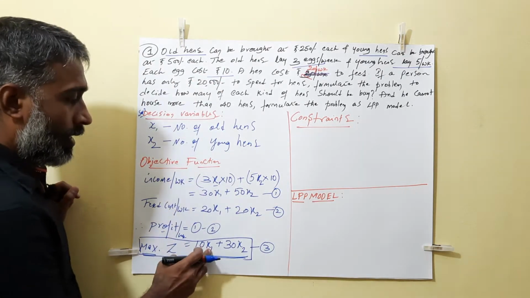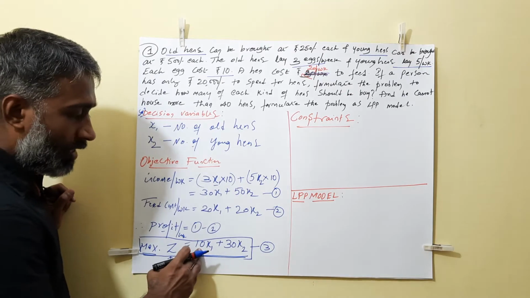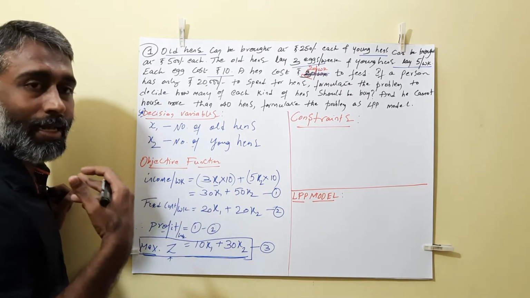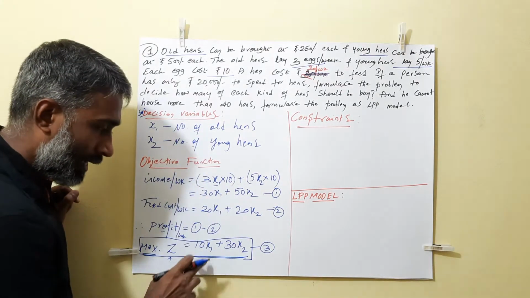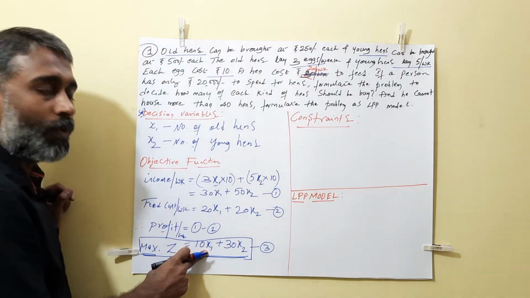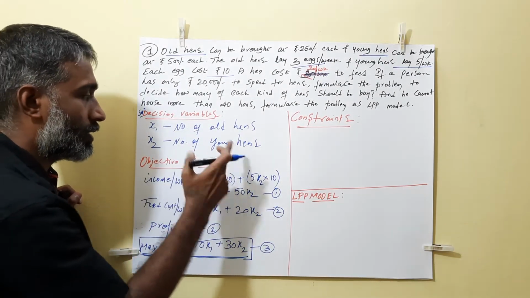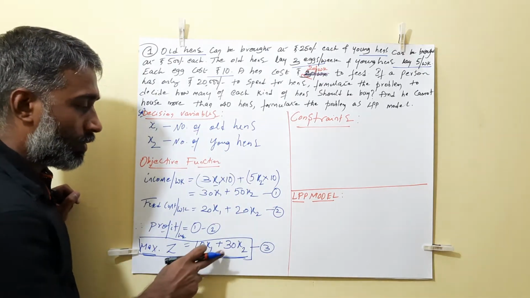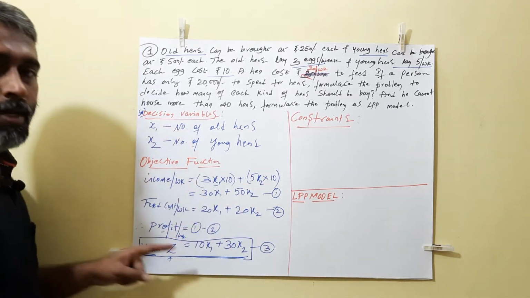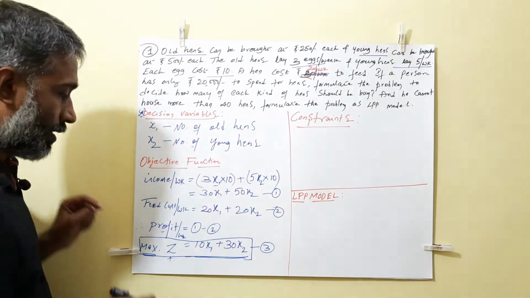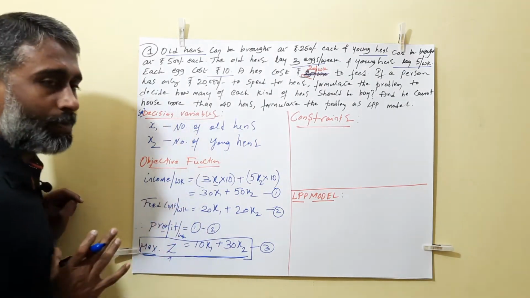So 10x1. So 10 will be the profit that you get from each old hen multiplied by the number of old hens. Similarly, 30 times x2, where x2 represents the number of young hens. So from every young hen per week, you will get a profit of 30 rupees. So that's the objective function.